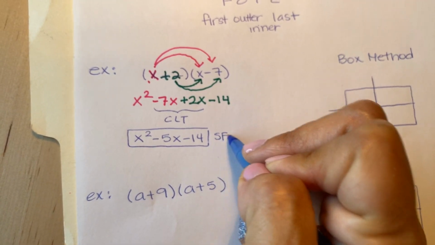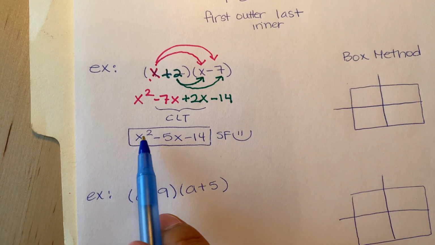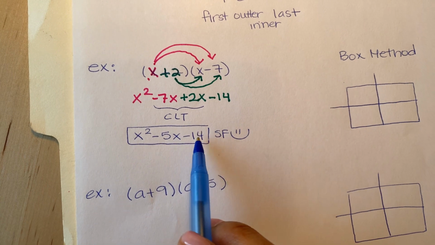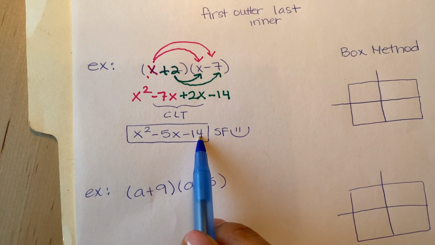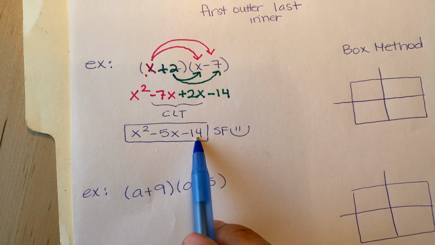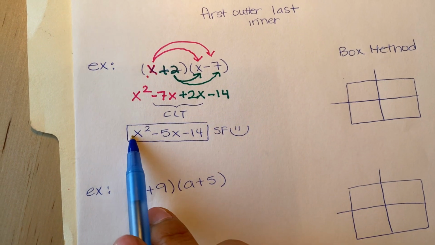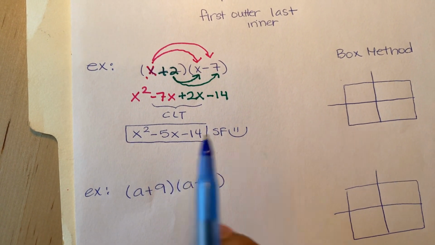And remember, you want it in standard form. So x to the 2, x to the 1. This is really x to the 0, but it's just referred to as the constant, right? So 1x squared minus 5x minus 14, that's your answer.